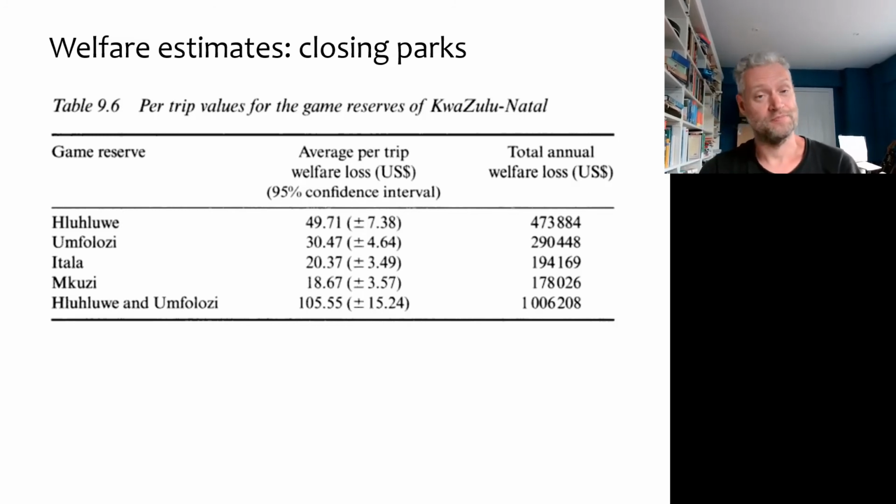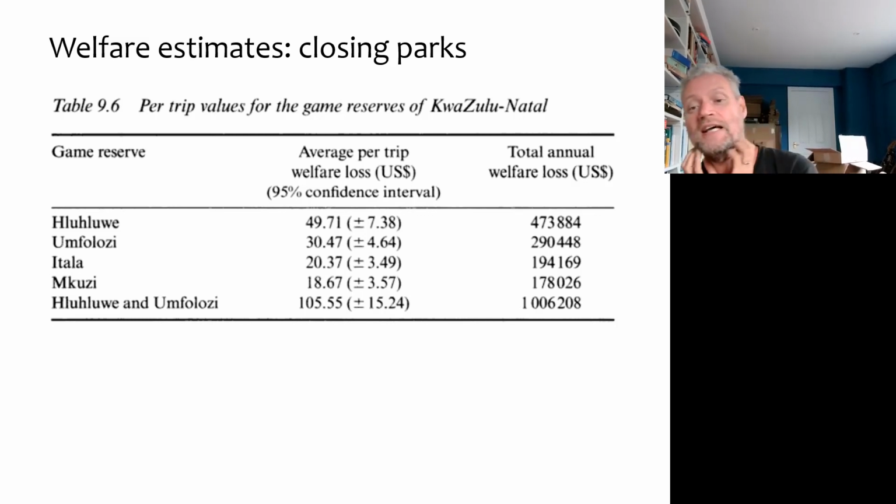So if you were, say, the minister responsible for this in KwaZulu-Natal, and you would have to choose, I have budget constraints, I have a fiscal crisis, I have to close one of these parks, which one would I preferably close? Well, the answer to that is Mkuzi, where you can see that actually generates the least welfare. So if we have to lose one, Mkuzi would be the proper choice.